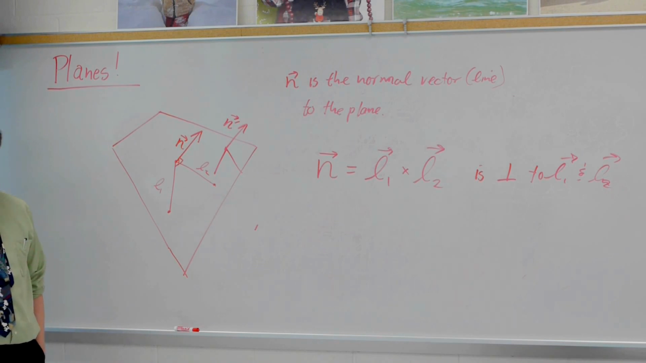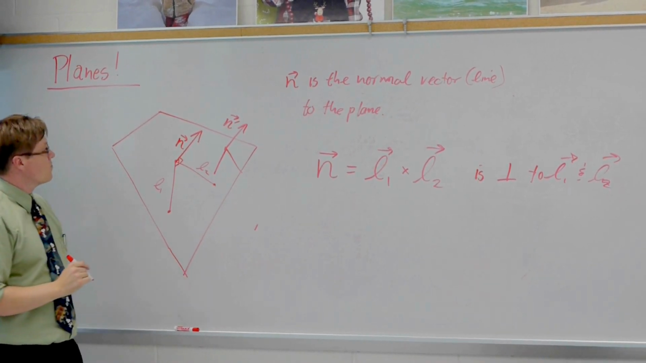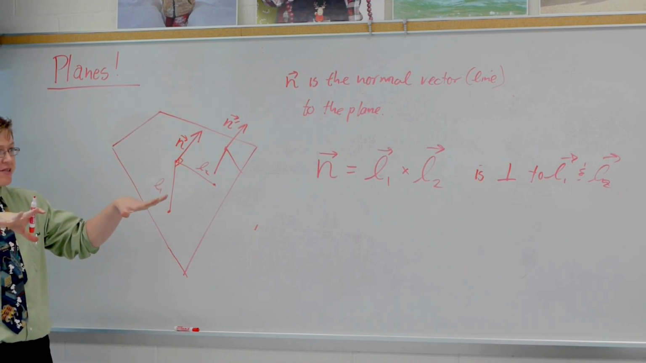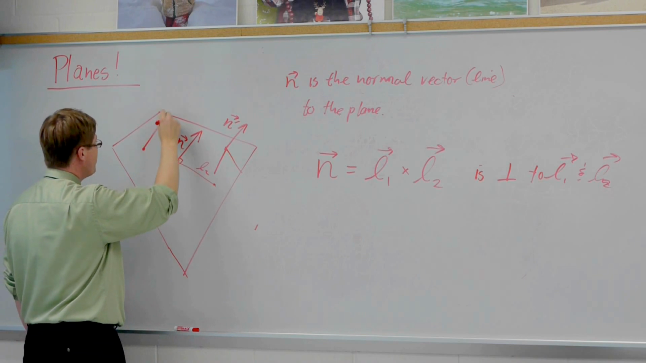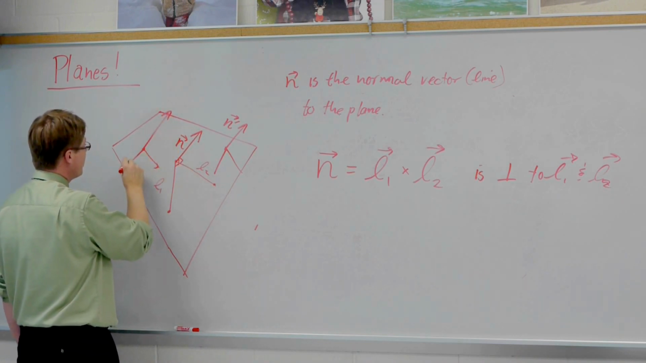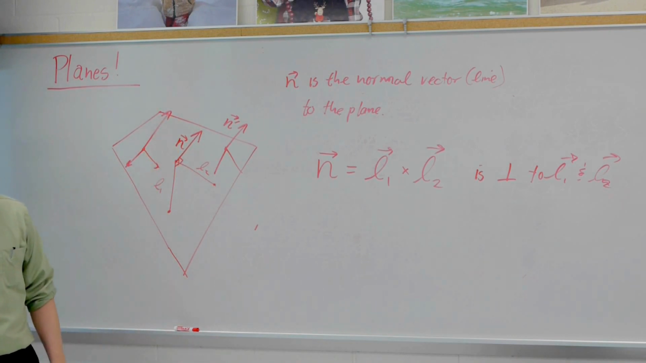No. Because the plane's flat, right? So that normal vector will start in a different place, but it's pointing in the same direction. It's the same vector, unless you angle the plane, then it'll change. The plane's fixed. So the normal vector, regardless of where you position it, whichever 2 lines you pick, is going to be pointing in the same direction.